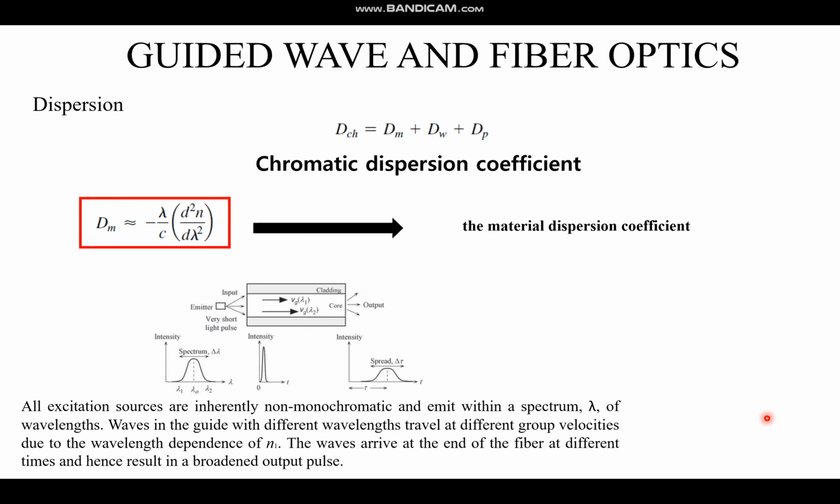The chromatic dispersion coefficient is the summation of three factors. One is the material dispersion coefficient. The formulation is like this. The light source has a slightly broad spectrum. Define delta lambda like this. When light propagates through the fiber, the signal spreads because of the different wavelengths, and they travel at different speeds in the optical fiber.